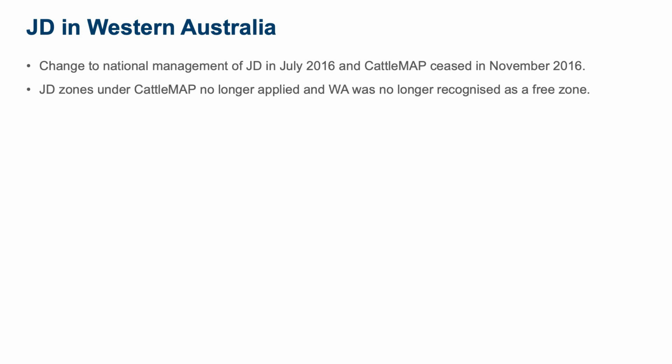Now, I've mentioned JBAS and Johne's disease dairy score a few times already, so let's look at these a little bit further. Since national deregulation in 2016 and the removal of JD zones under cattle map, also in 2016, WA has not been recognised as a free zone. And remember that JD sheep strain is endemic in WA. Therefore, a JD status can only be determined at a property level.